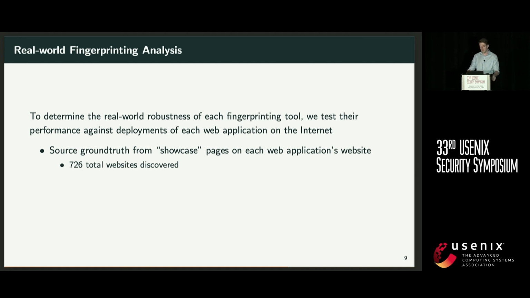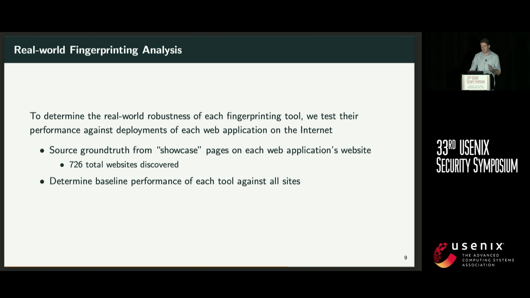What we found is that we can use the showcase pages of each web application to find sites that are using that particular web application. For instance, WordPress will have a page that tells you, here's all the brands that use WordPress, just as an advertisement for you to go and use it for your own website. So in total, we found 726 websites through this methodology.